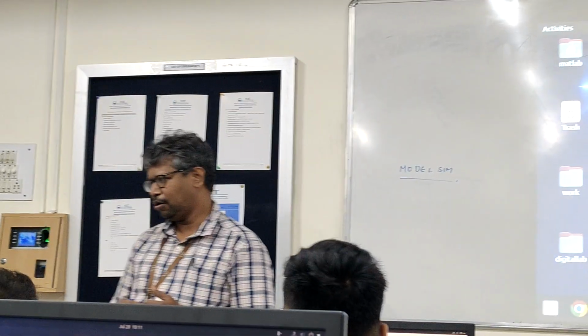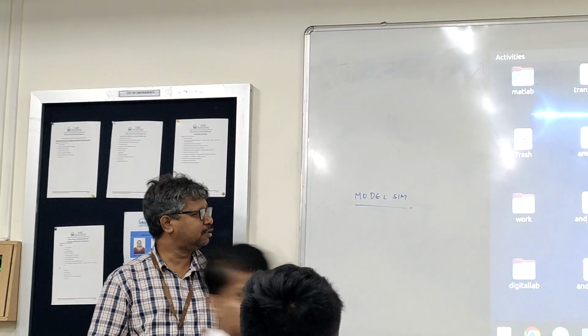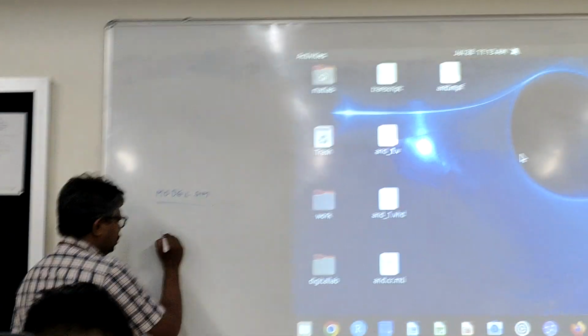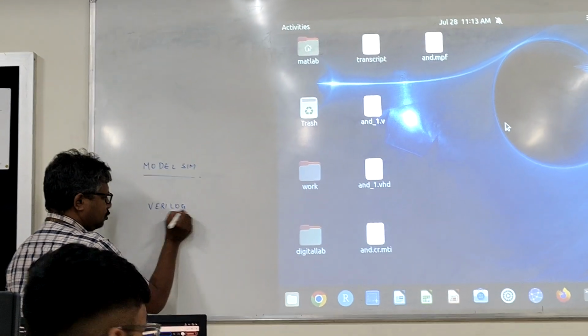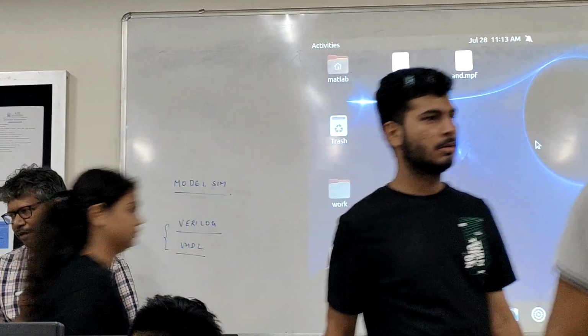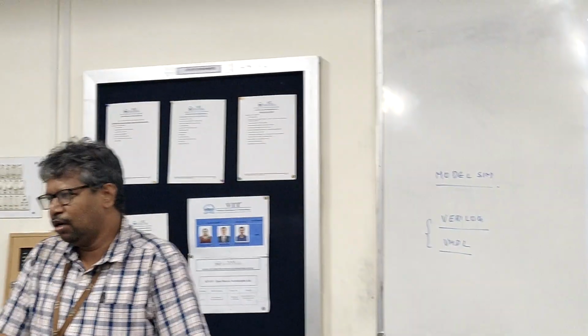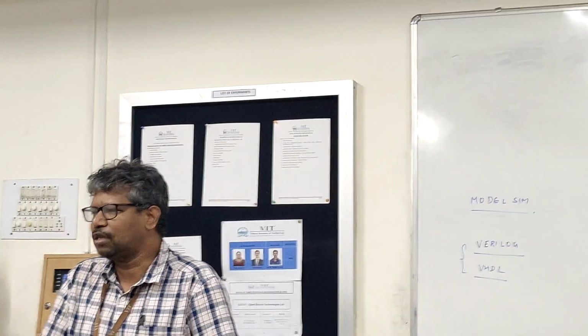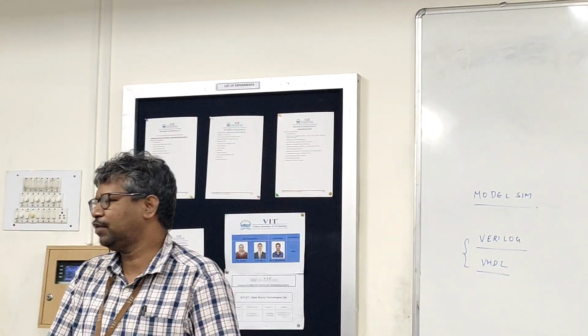There are two basic languages for hardware description. Number one is Verilog, number two is VHDL. Advanced versions are nowadays available, like C to C++, C sharp. We have VHDL-AMS, the VHDL analog versions. Similarly, Verilog analog versions, SystemVerilog, SystemC, like that advanced versions are available.